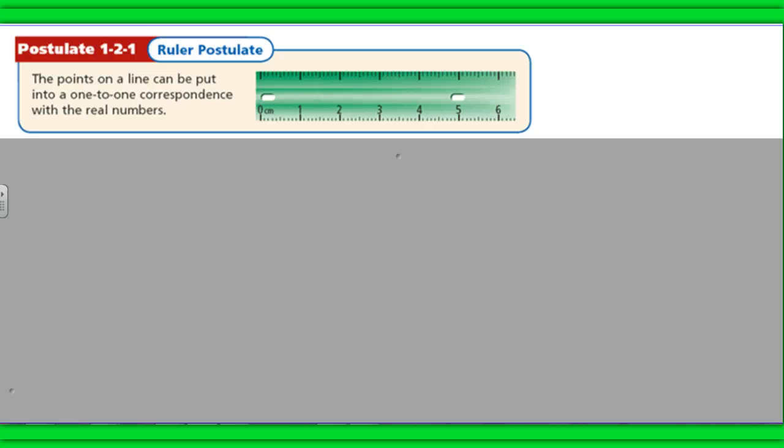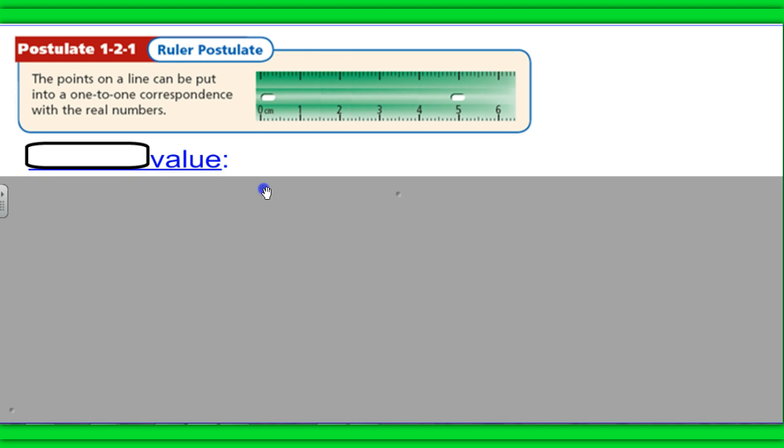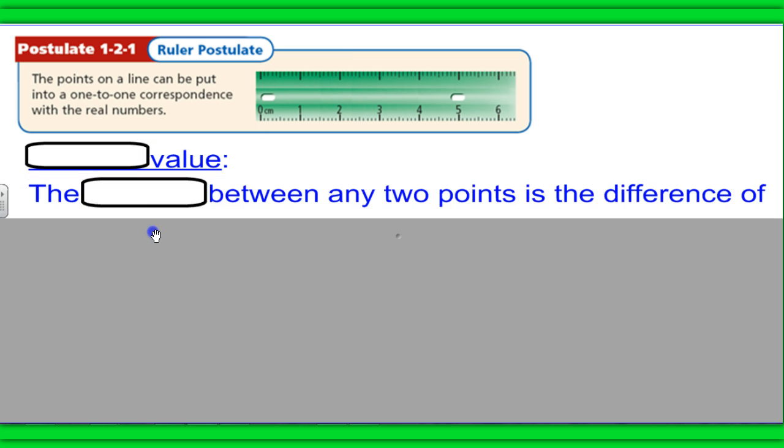So our ruler postulate states that the points on a line can be put into a one-to-one correspondence with the real numbers. Points on a line can be placed one-to-one with real numbers. So imagine these are all points and we could assign real numbers to these points on the line, right?